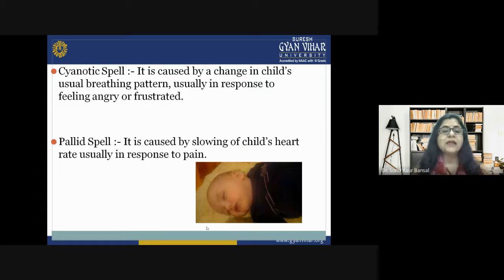All right, then another is pallid spell. The pallid spell is caused by a slowing of the child's heart rate, usually in response to pain, how much pain he is having and how much the heart rate is affected. So the child stops his breathing for at least 1 minute. All right, I hope you have understood the two types of spell, that is cyanotic spell and pallid spell.